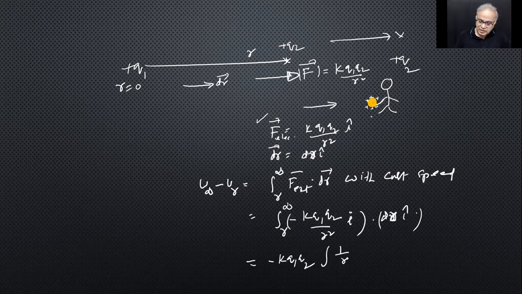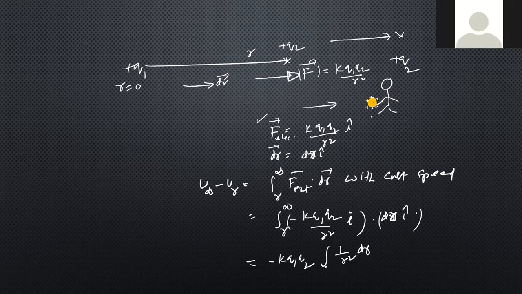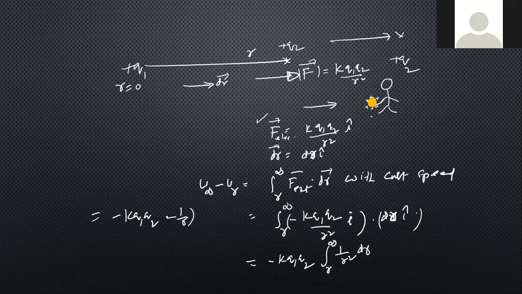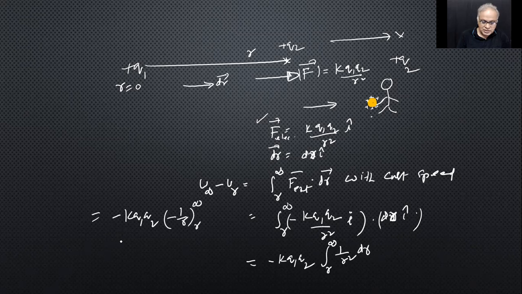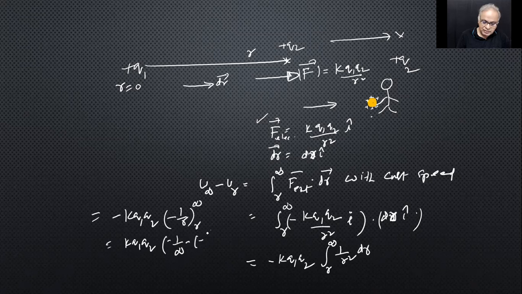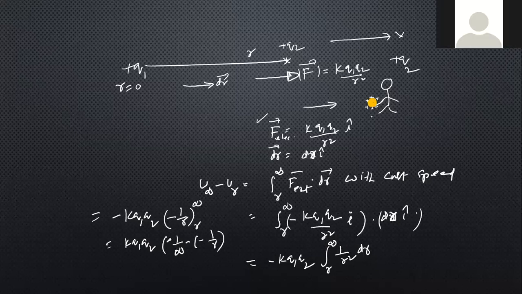Now tell me. Integral 1 by R square dr, this is from R to infinity. So what do I get? Minus K Q1 Q2 minus 1 by R, isn't it? Minus 1 by R from R to infinity. Infinity, minus goes plus. K Q1 Q2 into 1 by infinity minus of 1 by R. So no minus, I'm sorry. 1 by infinity minus. Minus gets cancelled.